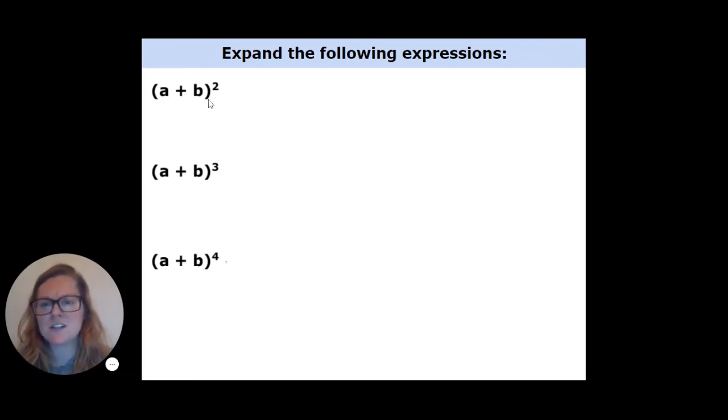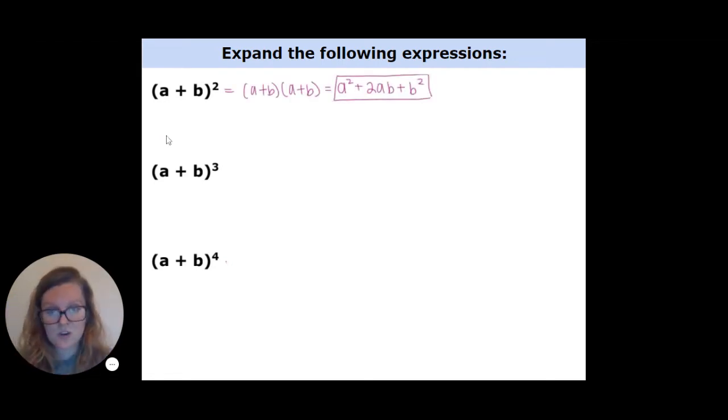So if I have a plus b squared, remember guys, we are never ever going to take this 2 and distribute it. Don't distribute it. That is just saying write a plus b in parentheses twice and then multiply it together. So we can do that.